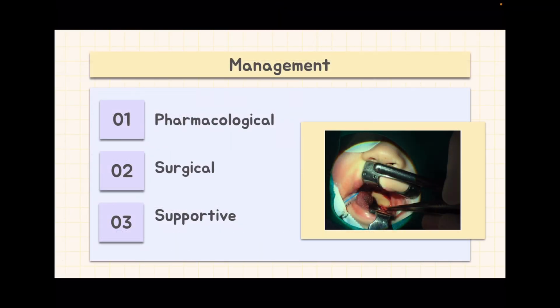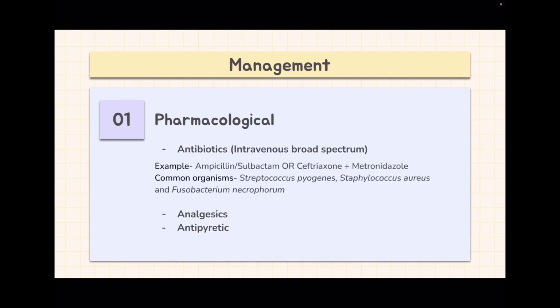Okay, for the management of parapharyngeal abscess, we can divide into pharmacological, surgical, and supportive management. For the pharmacological management, we can prescribe the patient intravenous broad-spectrum antibiotics such as ampicillin or sulbactam, or ceftriaxone which we give together with metronidazole. This is because the commonest organisms in parapharyngeal abscess are Streptococcus pyogenes, Staphylococcus aureus, and Fusobacterium necrophorum. We can also prescribe the patient analgesics for the pain and antipyretics for the fever.